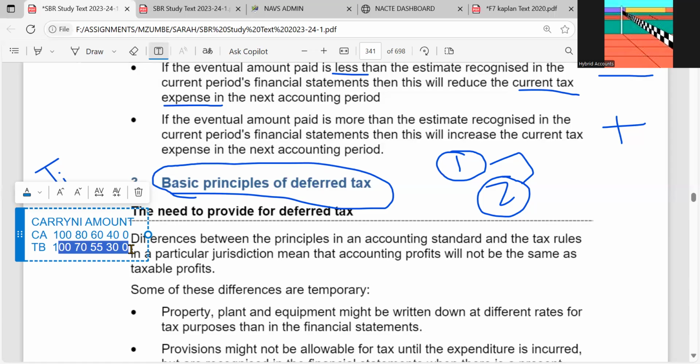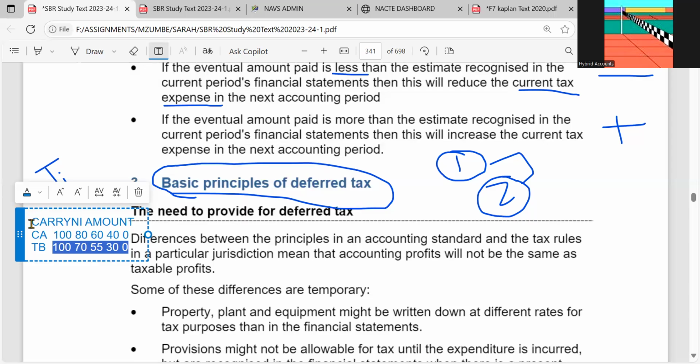But it is temporary because at the end of the day, all of the 100 is going to be depreciated using either the accounting rate or the tax authority rate. So it's just a temporary difference. So whatever difference, which is just temporary due to timing, would be expected to result in deferred taxes, right? While for permanent differences, it wouldn't be the case.